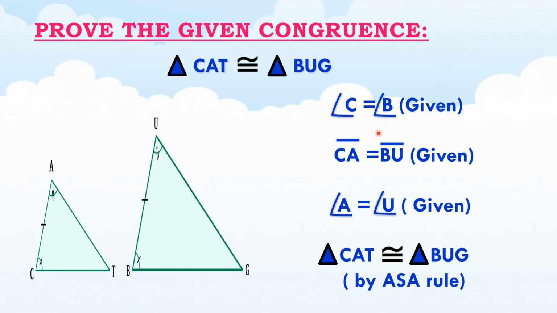ये एंगल इसके इक्वल है, given. CA is equal to BU, given. Included side है, right? Angle A is equal to angle U, given. Okay, तीनों conditions given है. So triangle CAT is congruent to triangle BUG by ASA rule. Okay, by ASA rule. So hence proved. So the easy way, you just write down ASA: angle, side, angle, and you will be able to solve the question.